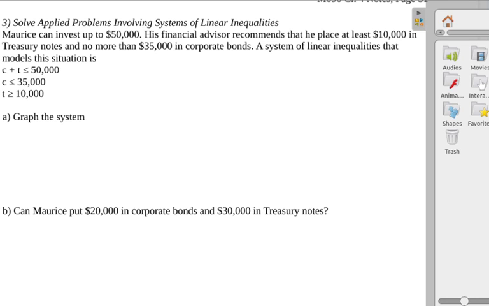If we want to look at an application problem where we'd be graphing, it's really not that uncommon that we might end up with three or more inequalities in a particular system. You can see in this instance we're saying that Maurice can invest up to $50,000 between two accounts. We're calling them the amounts C and T. This gives us this inequality: C plus T is less than or equal to 50,000.